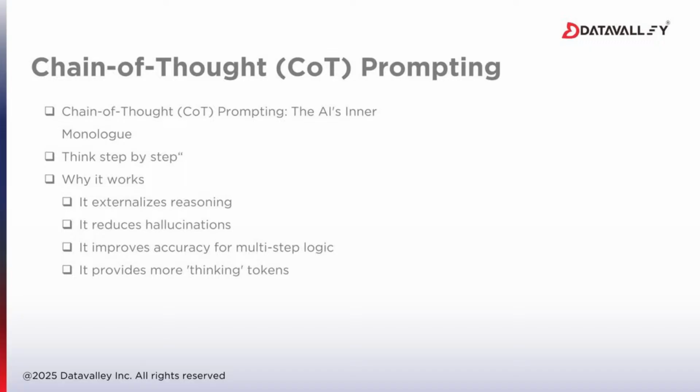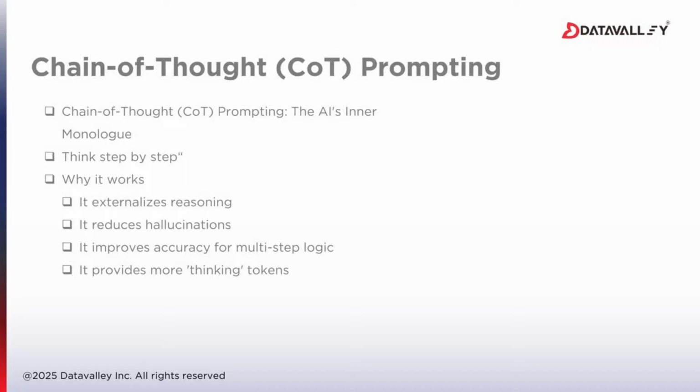Next, it provides more thinking tokens. By generating intermediate thoughts for the user, the model uses more of its context window for reasoning. This extends the internal processing space, which can lead to a more accurate solution, especially for problems which require deeper contemplation, such as scientific computations.